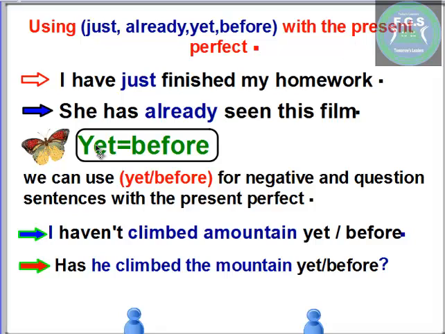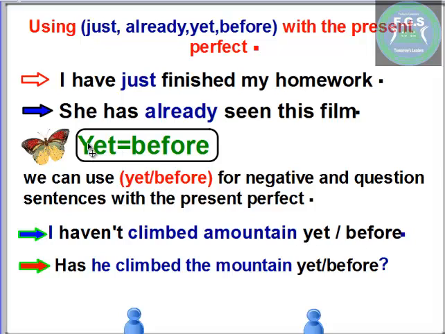And now let's see using just, already, yet, before with the present perfect. I've just finished my homework. She has already seen this film. But here, yet and before, we can use yet or before for negative and question sentences with the present perfect. For example, I haven't climbed a mountain yet. Or I haven't climbed a mountain before.